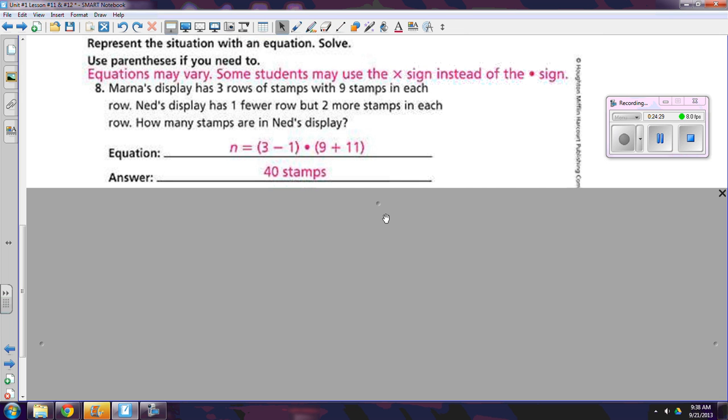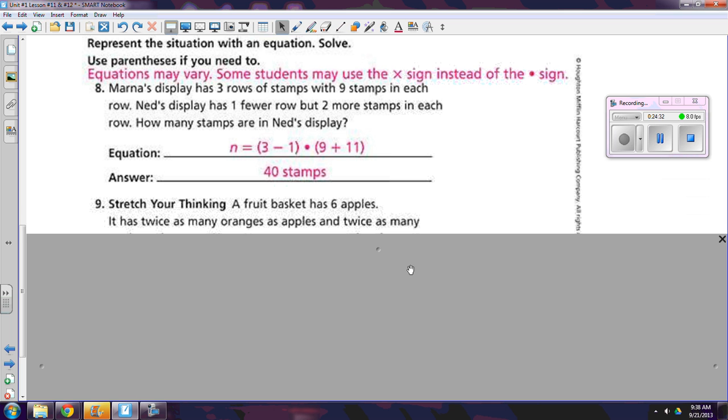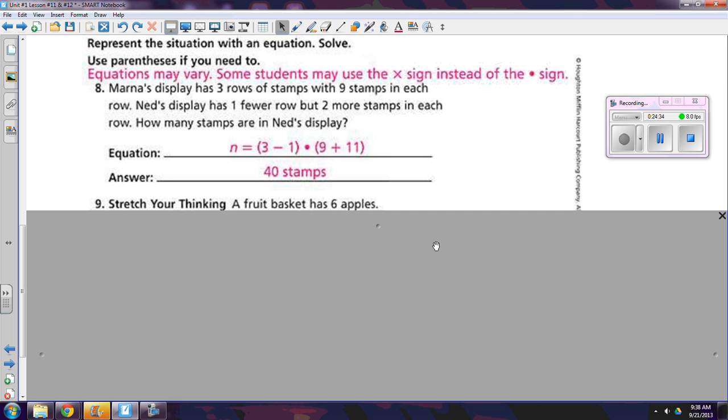So that's how you'll do the next one, and I think that's it, just number 9. All right, and we will work on this in class as well. That concludes our 2 lessons, lesson 11 and 12.